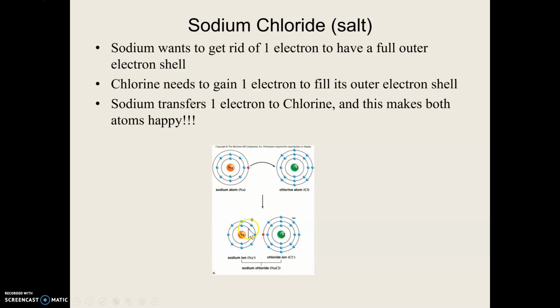So since sodium lost a negative charge, it becomes more positive, and since the chlorine picked up that negative charge, it becomes more negative. So we have a positive ion, a cation, and a negative ion, an anion, and they are attracted to each other and they form an ionic bond because positive and negative, okay, they attract each other.